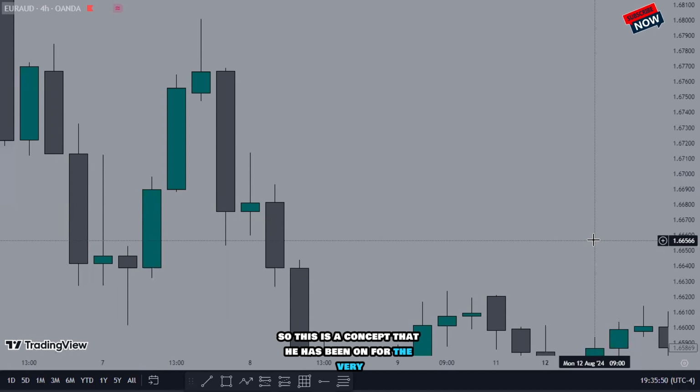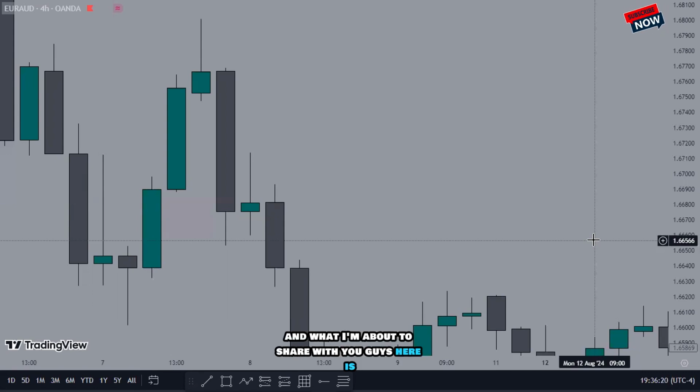So this is a concept that he has been on for a very long time, but it took me a while to understand the physics behind this concept, to understand the math behind this concept, to understand why the market moves a certain way. You know, everybody has their own ideas of how the market moves or why the market does certain things, but your idea does not really matter. At the end of the day, you just have to make money.